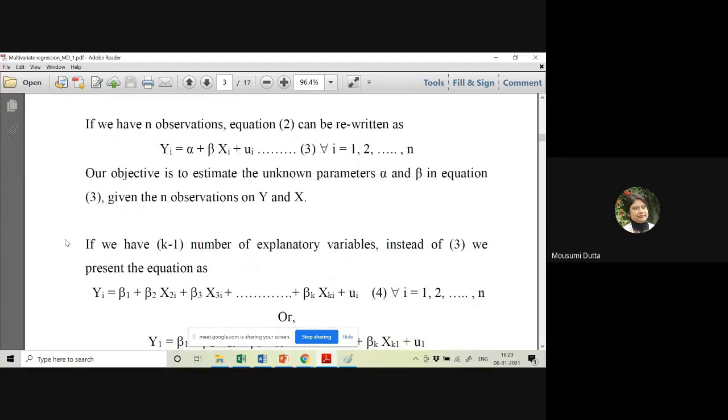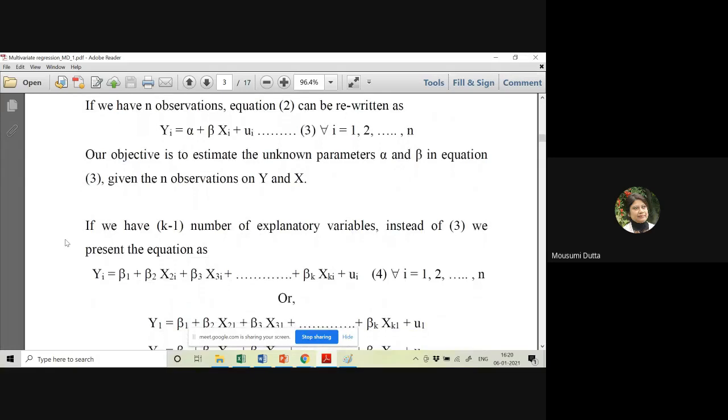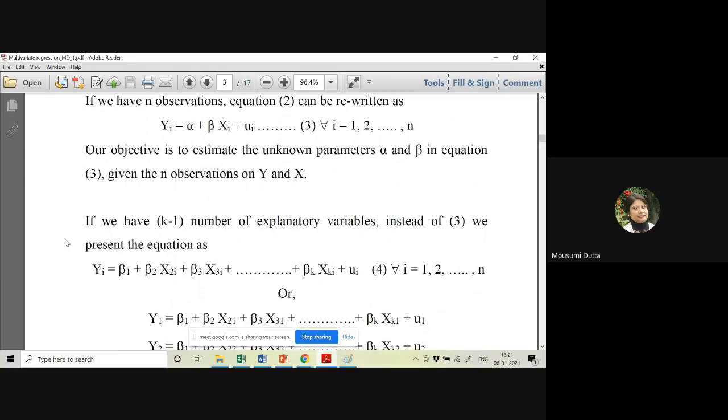Now, in a k variable construct, we will expand this idea, introducing k minus 1 explanatory variables. So I am writing the model as Yi is equal to beta 1 plus beta 2 X2i plus beta 3 X3i plus beta 4 X4i, and moving up to beta k Xki plus Ui, for all i equal to 1 to n.